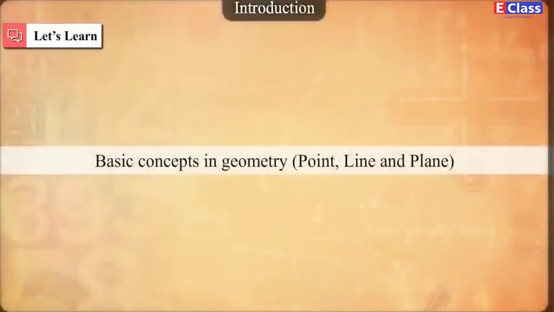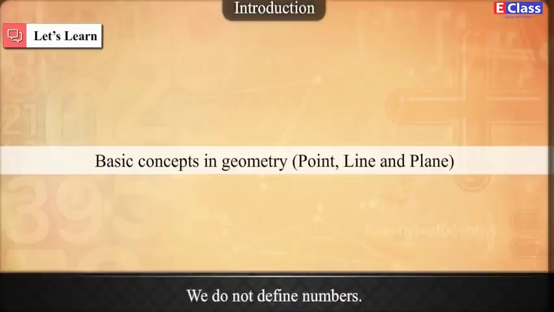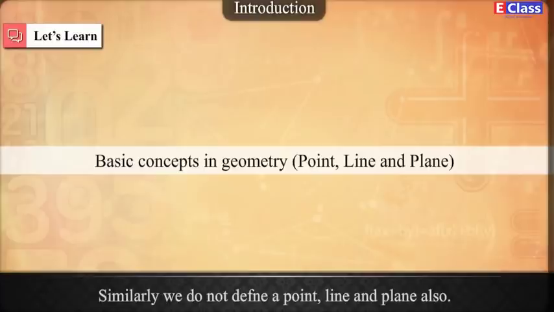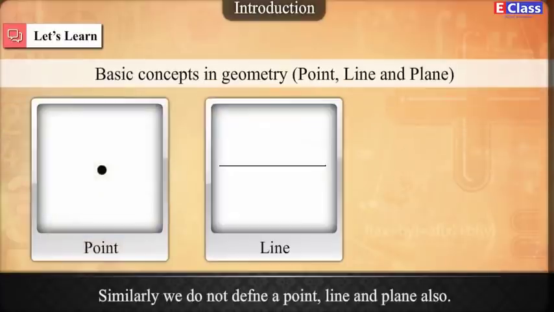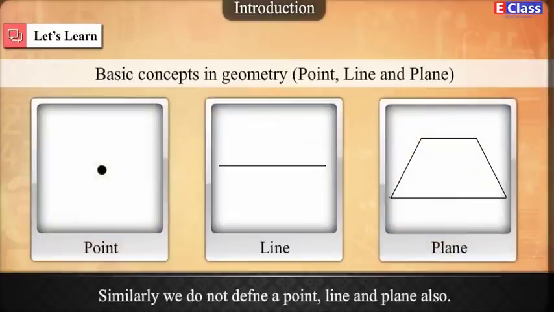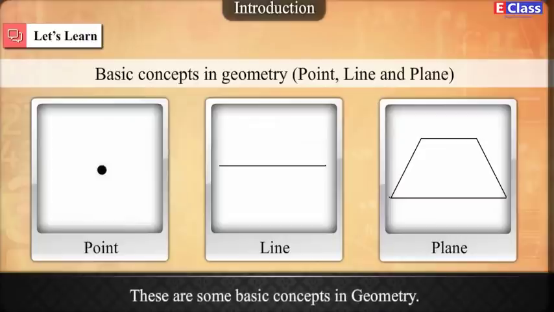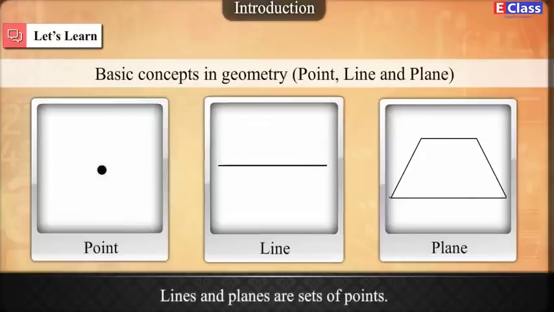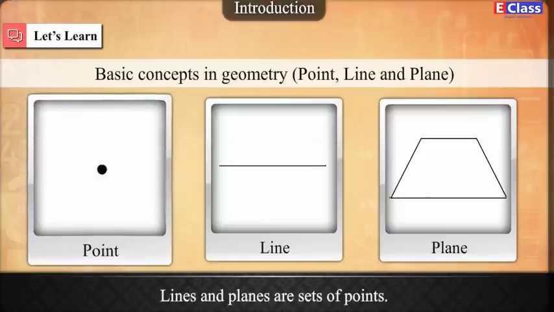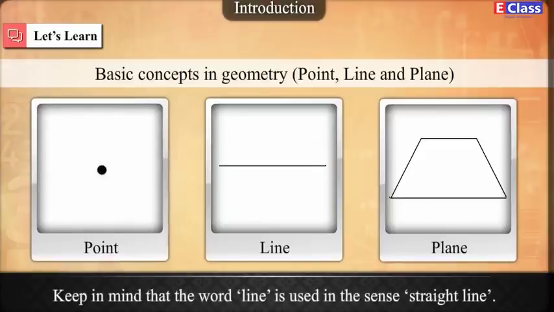Let's learn basic concepts in geometry, that is, point, line, and plane. We do not define numbers. Similarly, we do not define a point, line, and plane also. These are some basic concepts in geometry. Lines and planes are sets of points. Keep in mind that the word line is used in the sense of straight line.